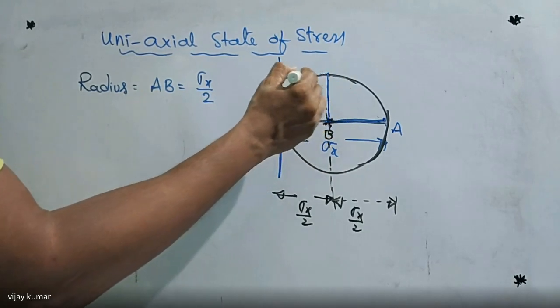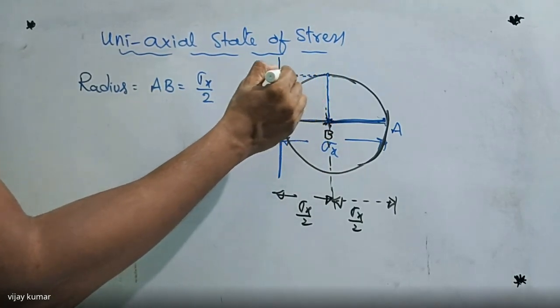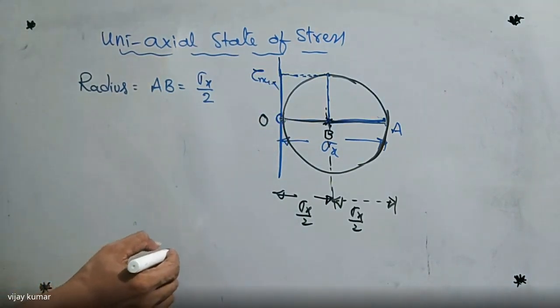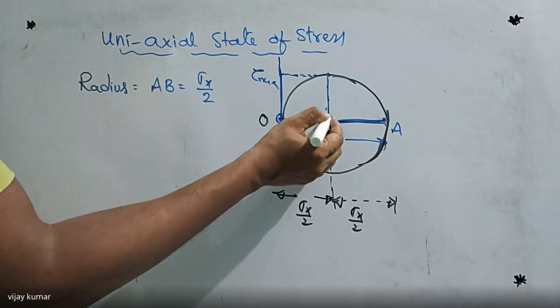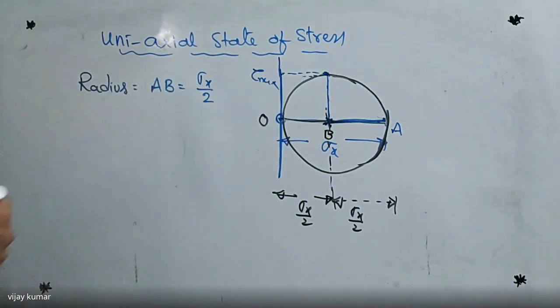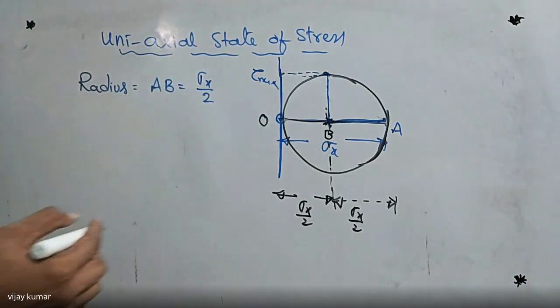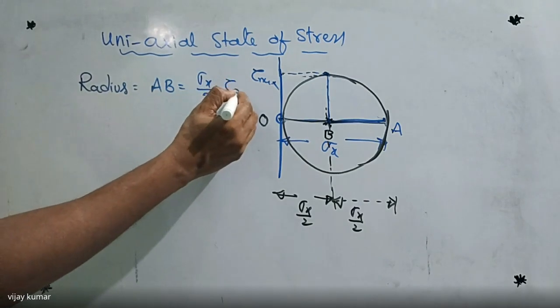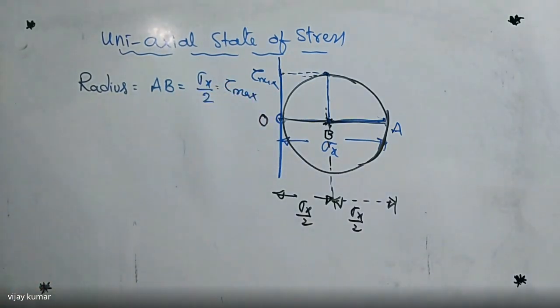But this is also named as, if you draw one line here, this value is tau maximum, or not? This is the tau zero, and if you extend this line like this, then this value is nothing but tau maximum. So I can write sigma x by 2 is also the radius, and it is also equal to tau maximum. So in the Mohr circle diagram, the radius of the Mohr circle is equal to tau maximum. Did you get my point or not?